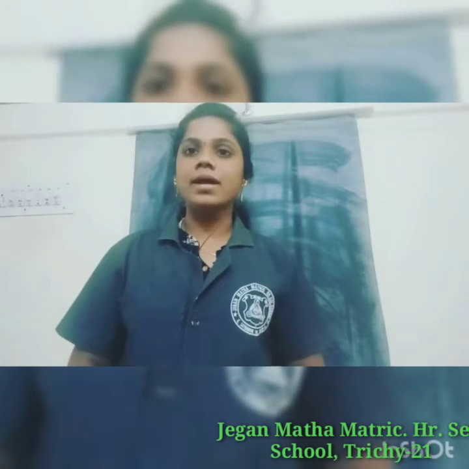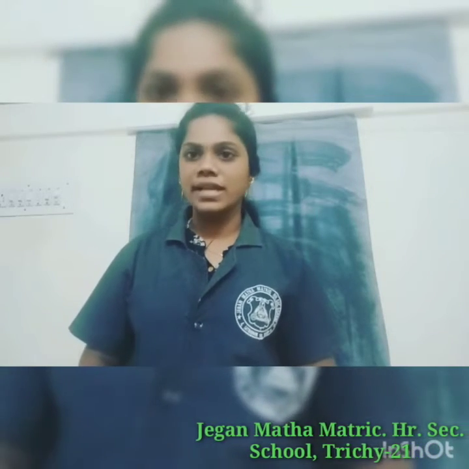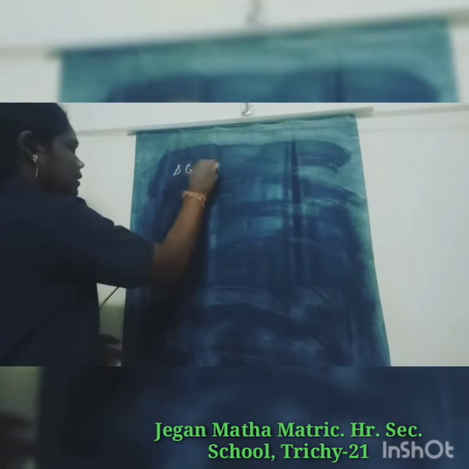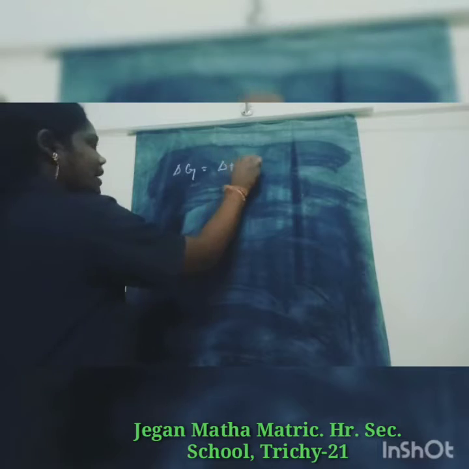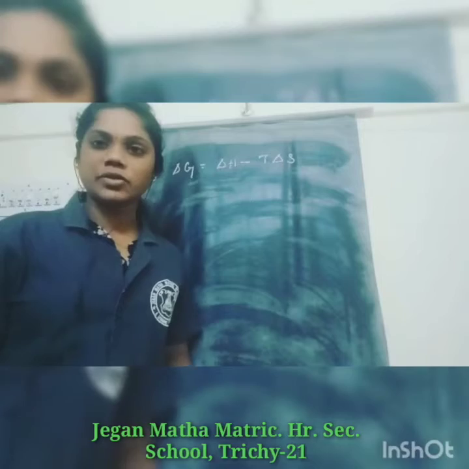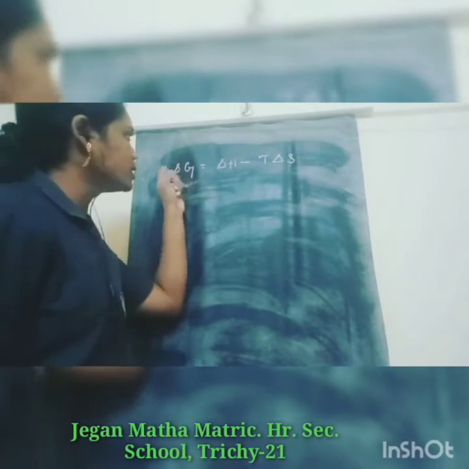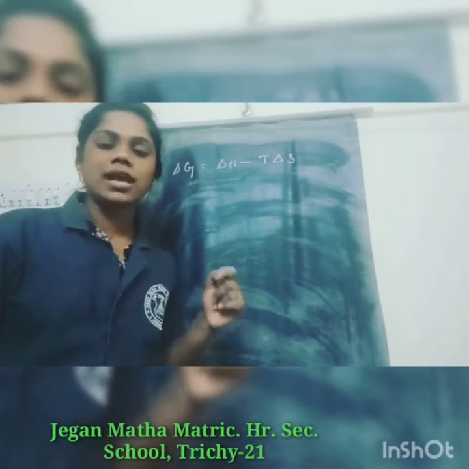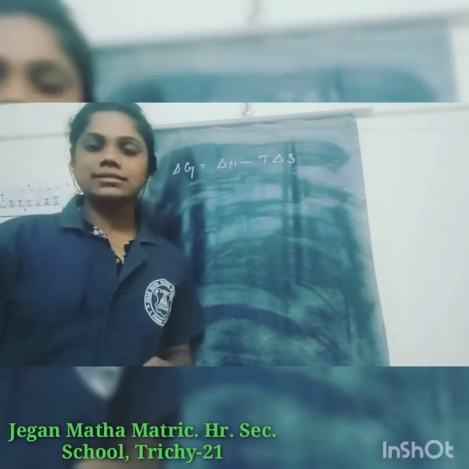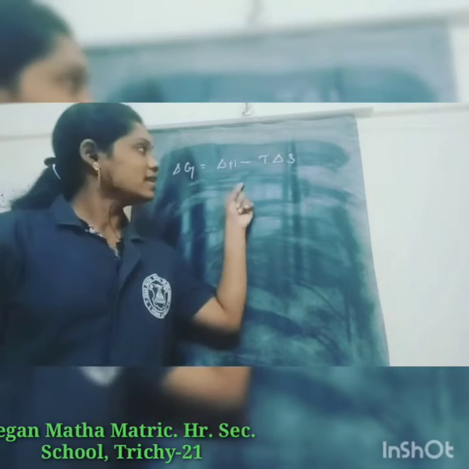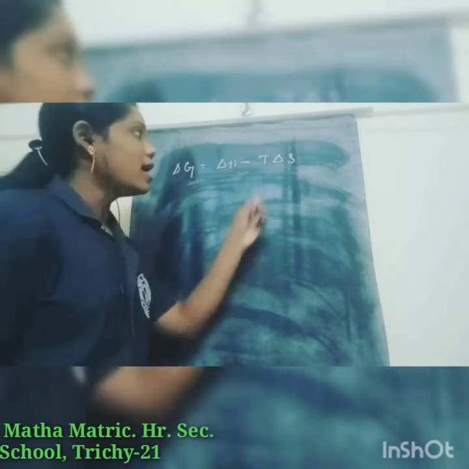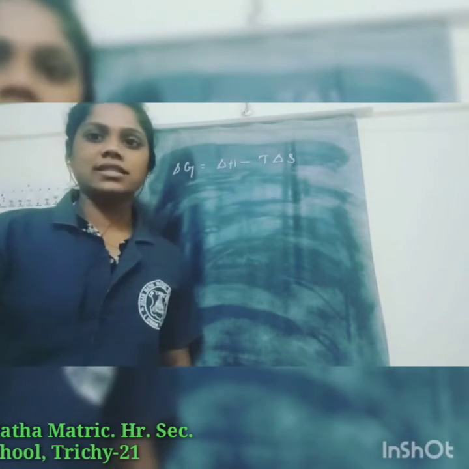For any system at constant pressure and temperature, del G is equal to del H minus T del S. Here del G, as you already know, is the change in Gibbs free energy, del H is the change in enthalpy, T is temperature, which is constant, and del S is the change in entropy.